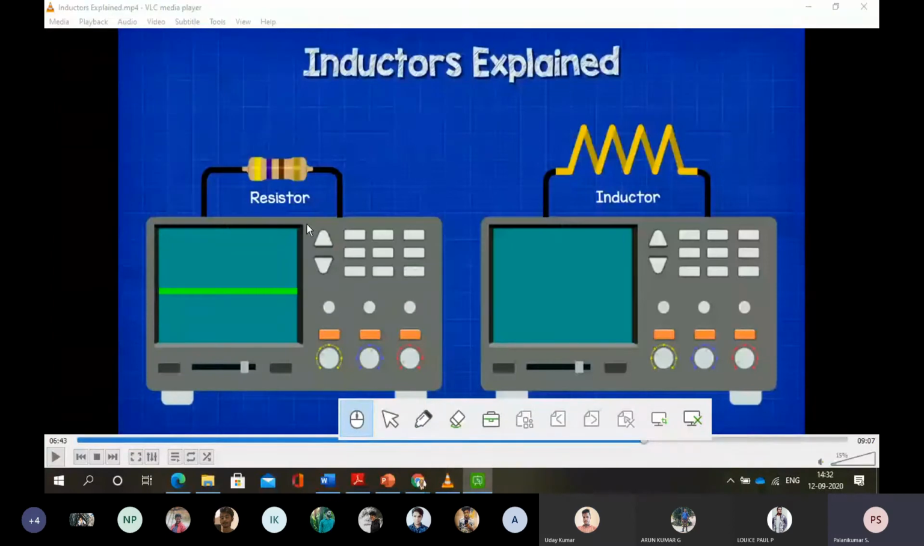Now I have connected it on the CRO, on the display unit. What is the current when a resistor is connected, and when an inductor is connected? When a resistor is connected, we can see a sudden increase on the spot, and it settles at one particular current, and it keeps the same current until the voltage is applied. But an inductor is not like a resistor; it exhibits different characteristics. We can see that.